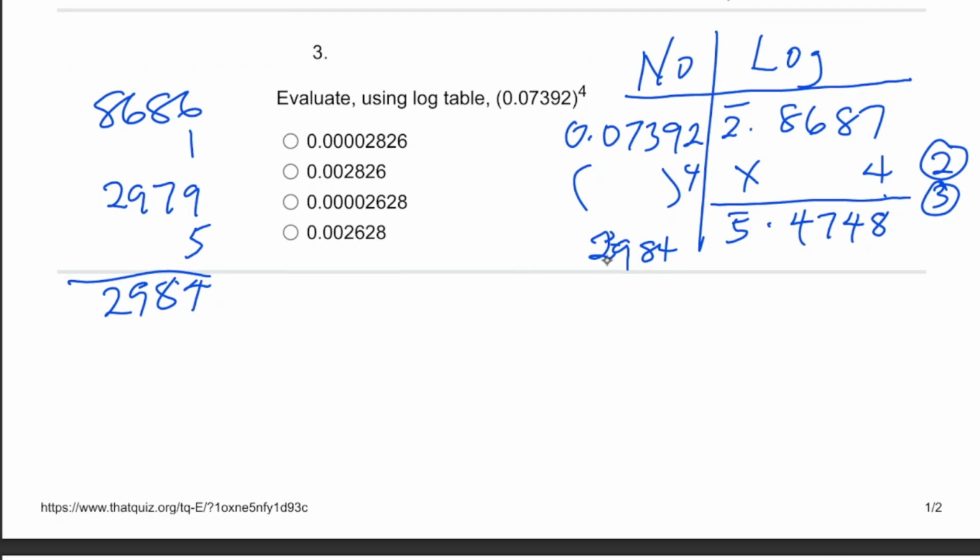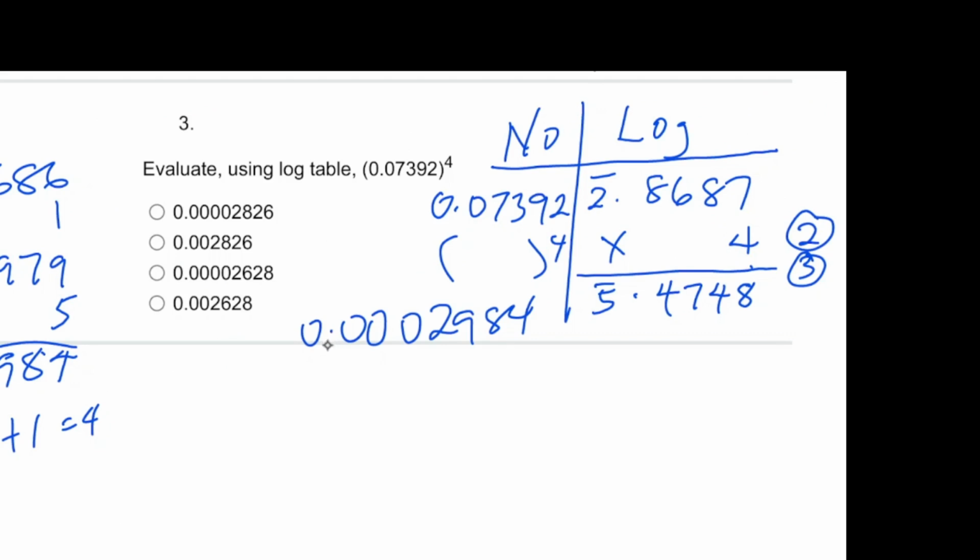All right, so since we have minus 5 here, minus 5, then plus 1 will give us 4. Which means we're going to have 4 zeros. We're going to count 0, 0, 0, points. So that is what we're going to have there: 0.00302984. I can say that this is a typo error from the typist. So this is the answer for this question number 3.